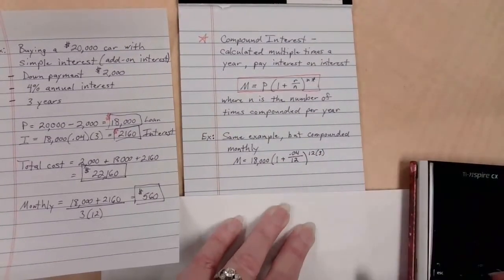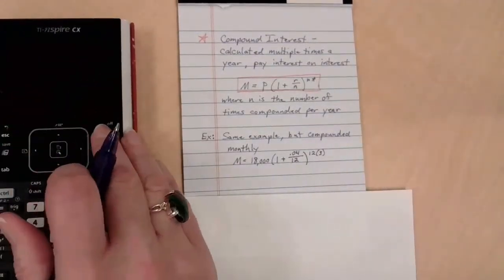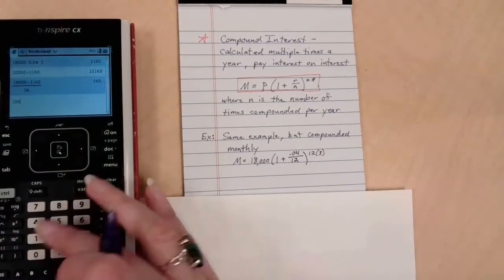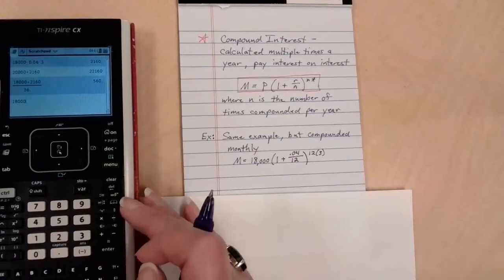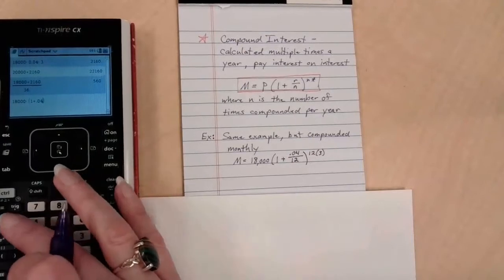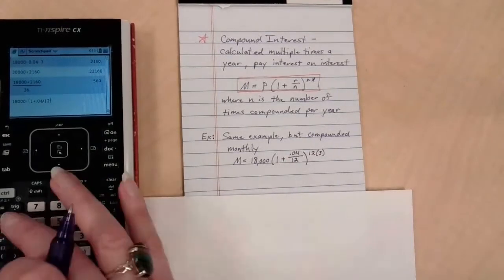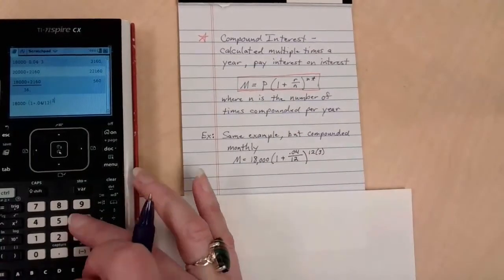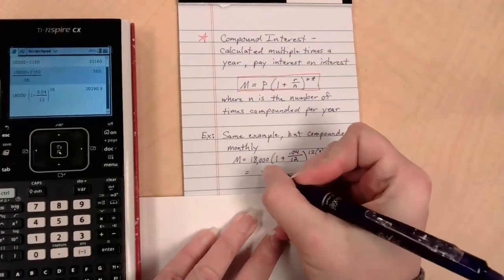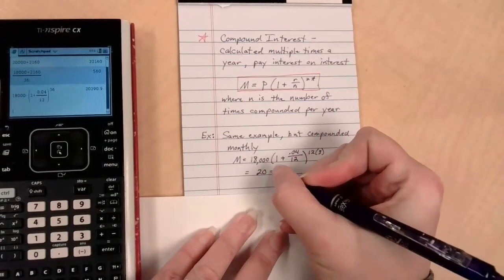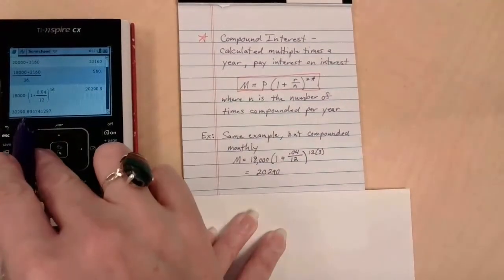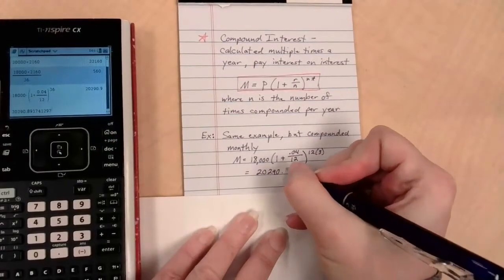All right, so we grab the calculator and we say, all right, how much difference does this really make? 18,000 times, parentheses, 1 plus 0.04 divided by 12, close parentheses, to the 36th power. And we get this amount right here. So this is going to be 290. I'm going to check my answer. Yeah, see, sometimes they rounded that. That was 89 cents. I'm going to call it 89 cents.